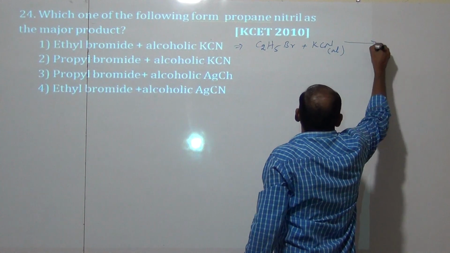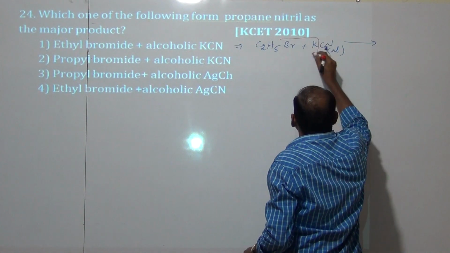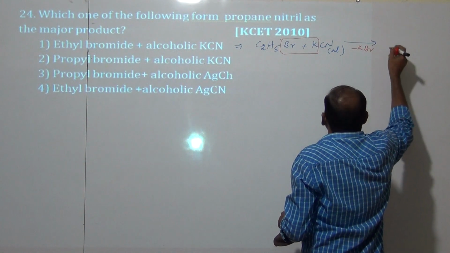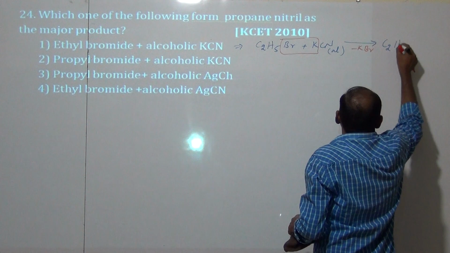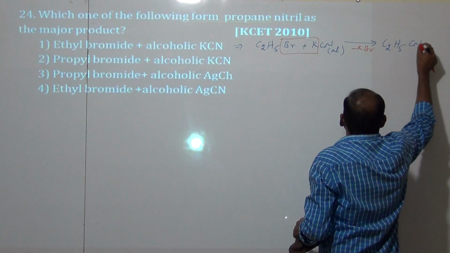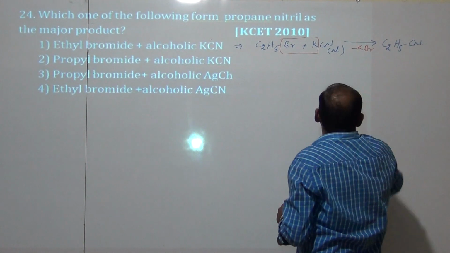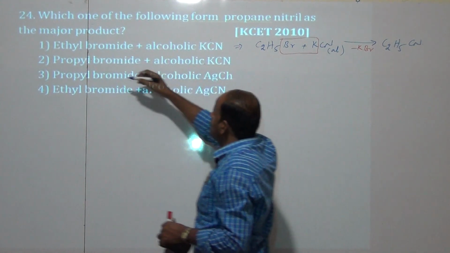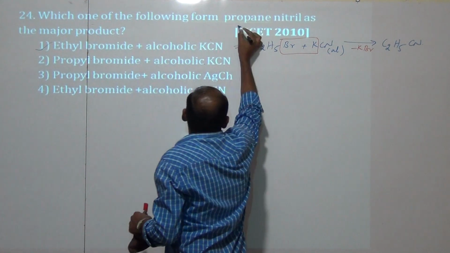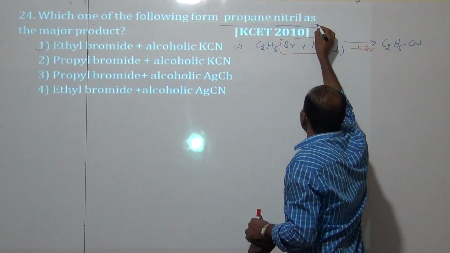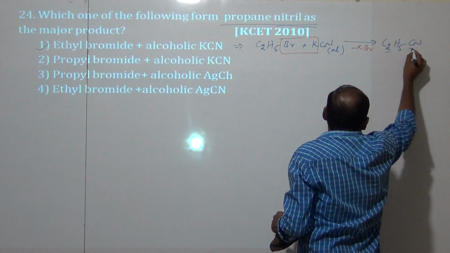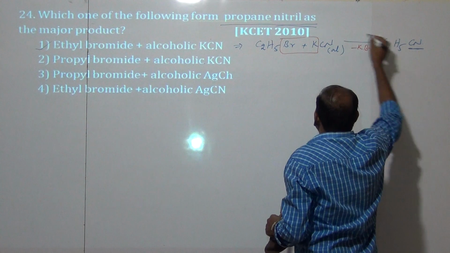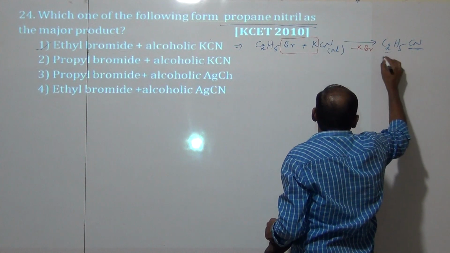So what happened here? KBr is removed. Then we have C2H5CN. What is the name of this? Propane nitrile only. Thus the first option is the correct one. They asked for propane nitrile. Nitriles means cyanides. Here how many carbons are there? Total 3 carbons. Hence propane, and the functional group is cyanide, nitrile. Hence it is propane nitrile.